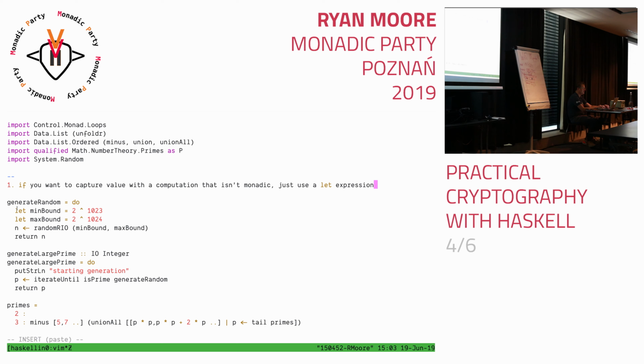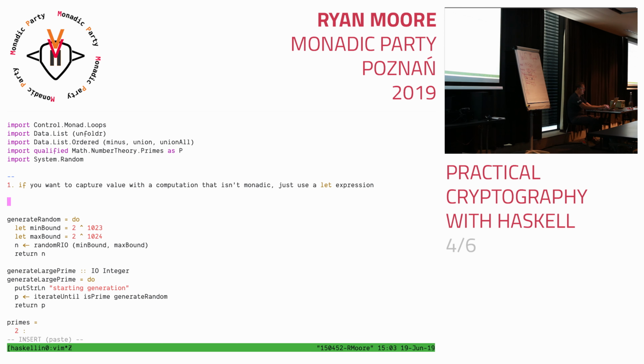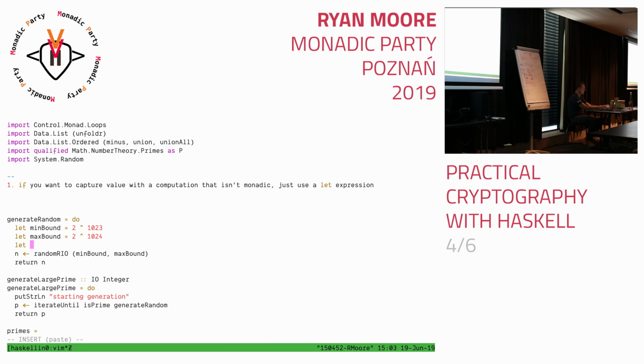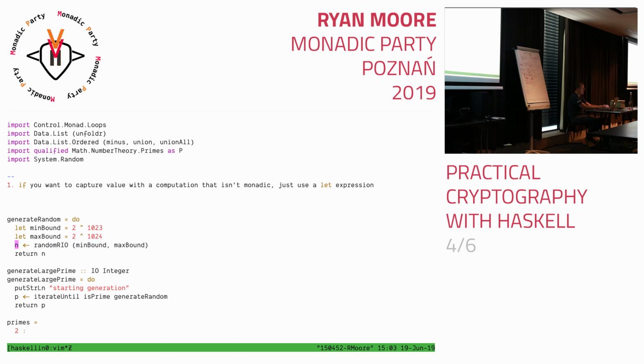Let min bound equal this arithmetic, let max bound. This could just as well be here, or any other pure function that we have. And so anytime you need to capture a value to use that isn't monadic, just use a let expression.